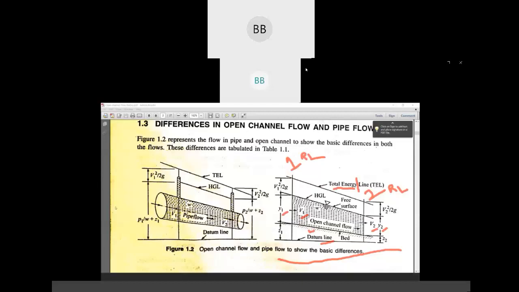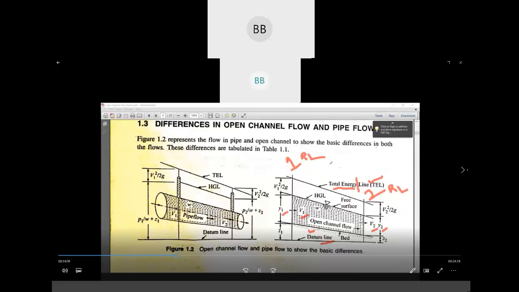So this is your total energy. Once you calculate the total energy for the first section and the energy for the second section, and you join both points by a straight line, that line is called the total energy line. Okay, clear?